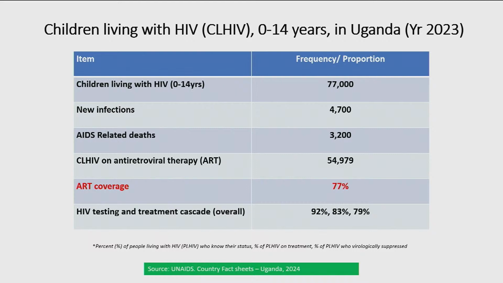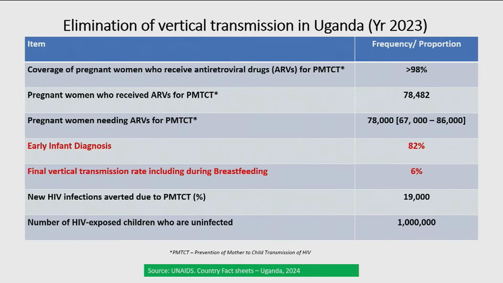And the HIV testing cascade, in this case, the way it was done: the percent of people living with HIV who know their status is 92%. That is the percentage generally, not the ones who are tested, but the general population. The estimate is that 92% of the children are actually known, then 83% are on treatment, and then 79% are virologically suppressed. So you can see there is a slight discrepancy between the 77% and the 83%, but I think it's because of the different data sources. But still it's encouraging. Maybe one can say it's about 80%, which is good.